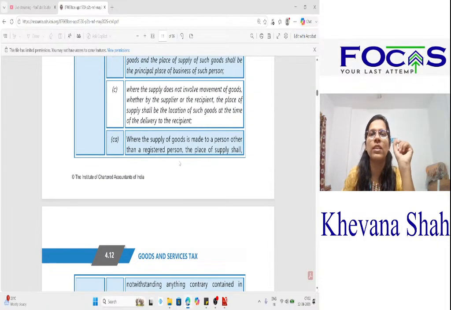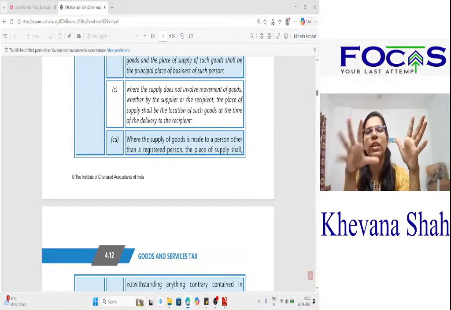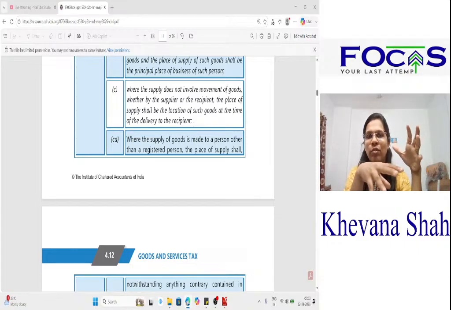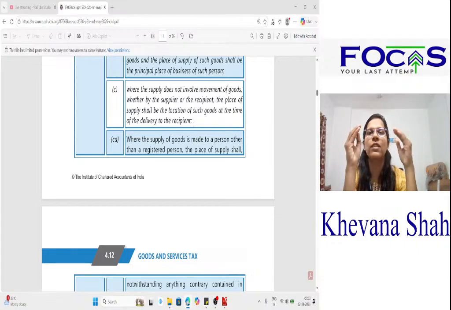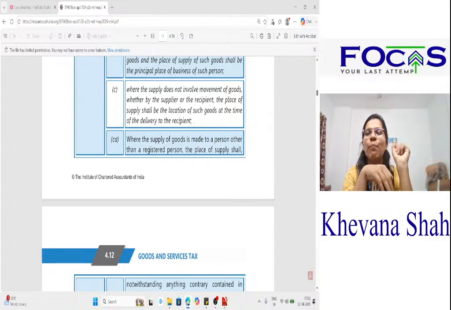Now, where the supply does not involve movement of goods, whether by the supplier or the recipient, the place of supply shall be the location of such goods at the time of the delivery to the recipient. So in case where your supply is not involving any movement of goods, in that case the place of supply will be the location of such goods at the time of delivery. So wherever the goods are located at the time of delivery, that will be your place of supply in this case.